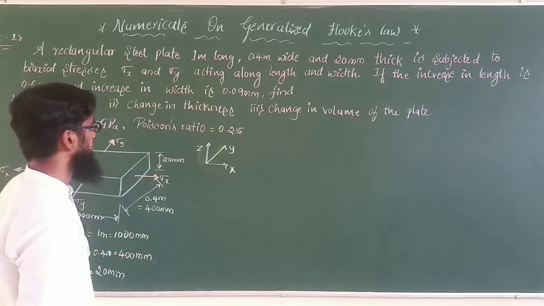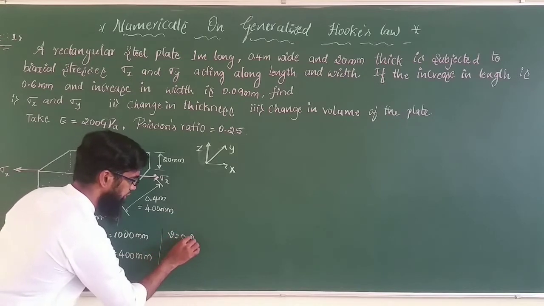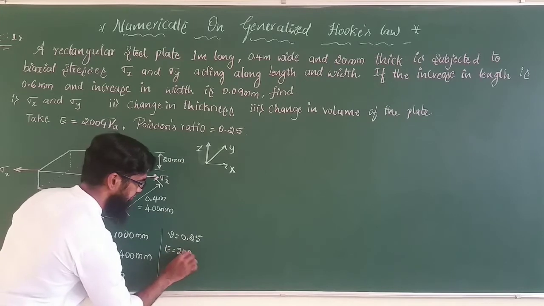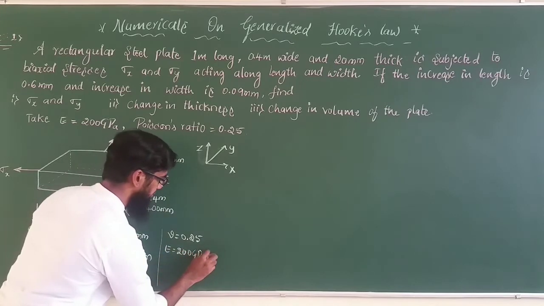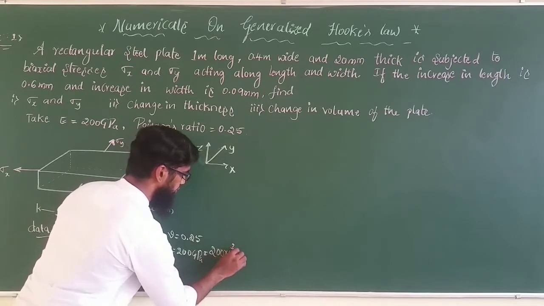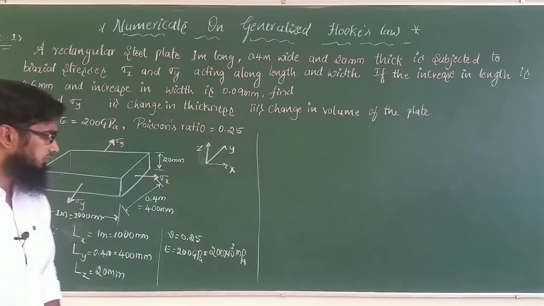What else has he given? He has given the Poisson's ratio. I'll represent it with nu here, it's 0.25, and Young's modulus is 200 gigapascal. I'll take it in terms of megapascal or Newton per mm square, so it becomes 200 into 10 power 3, megapascal or Newton per mm square.